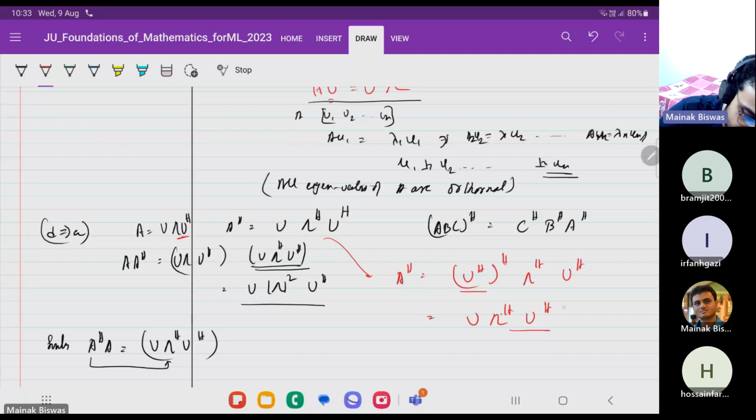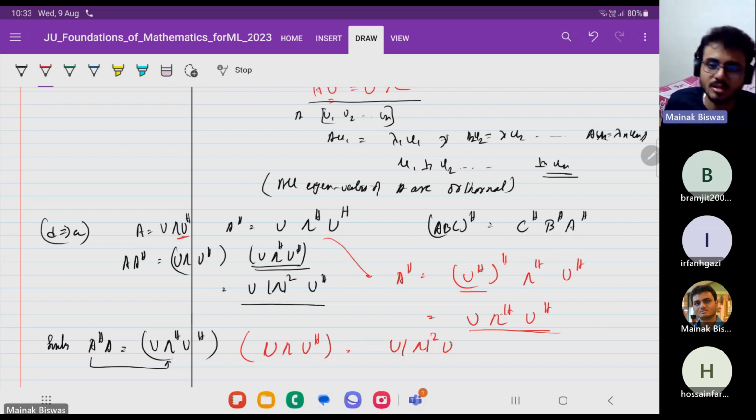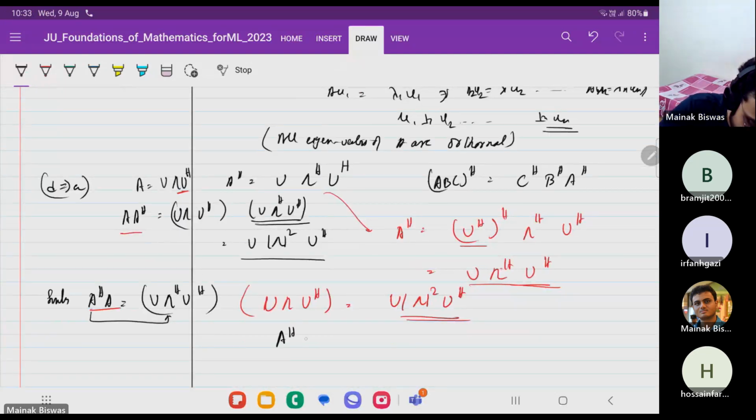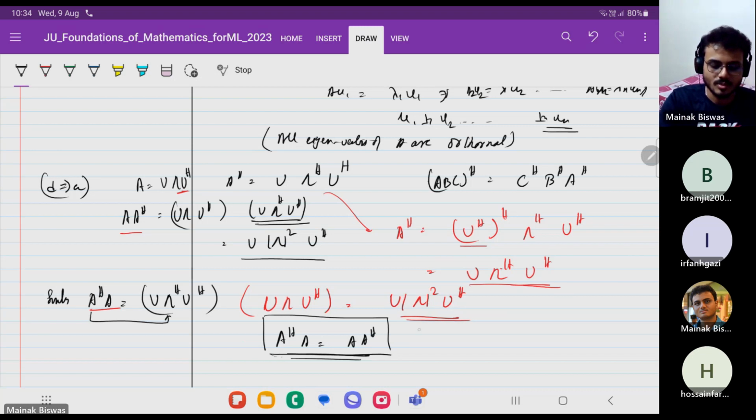So you have this as the A Hermitian, and then you have A, which turns out to be U lambda square U Hermitian. Is it okay? So do you see A Hermitian? These two are the same or not? Understood? Hence, for D, we have shown that A is normal. So having perpendicular eigenvectors means it is normal.